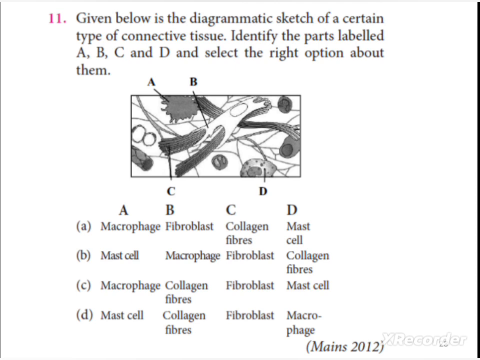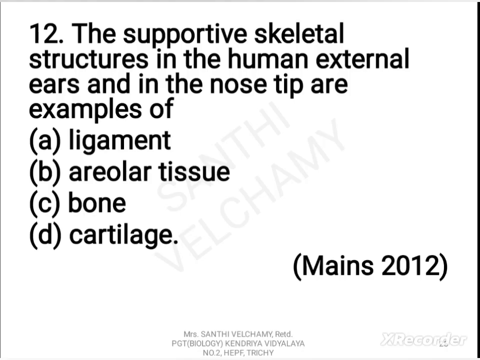Now the 11th one. Given below is the diagrammatic sketch of a certain type of connective tissue. Identify the parts labeled A, B, C and D and select the right option about them. Here they have given A, B, C and D, so you have to write the correct option. When you are choosing the correct option, A is the correct option. That is the correct labeling. And next one, 12th question.